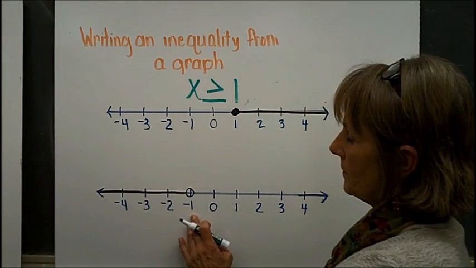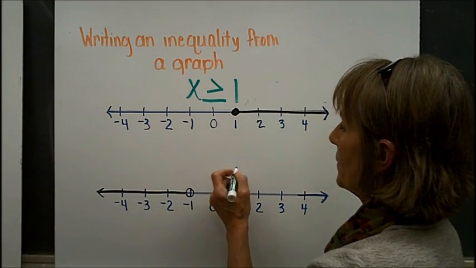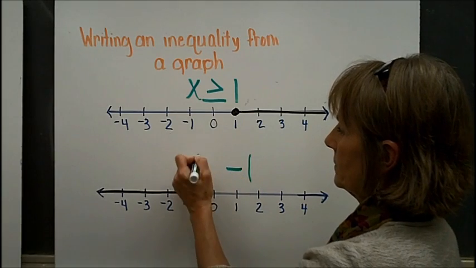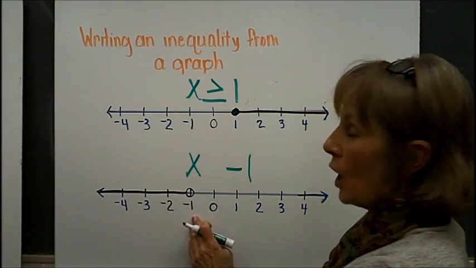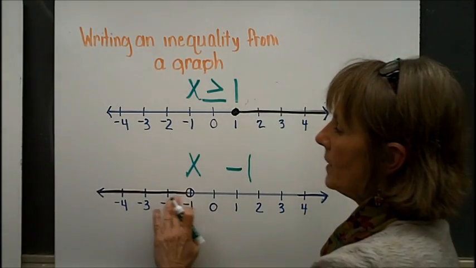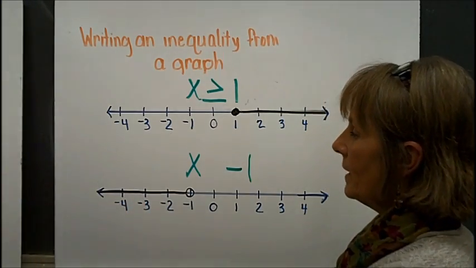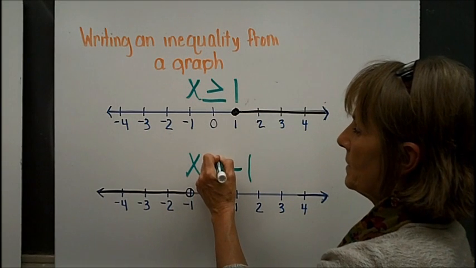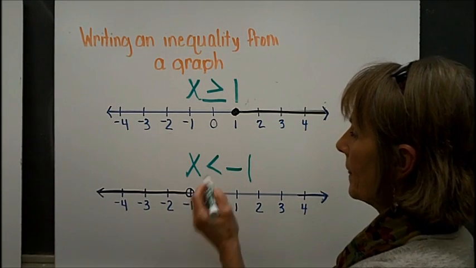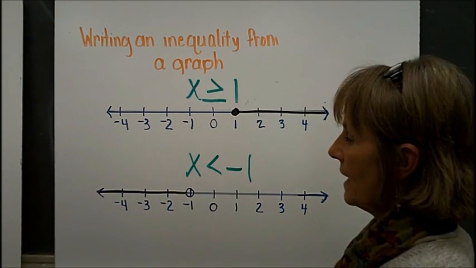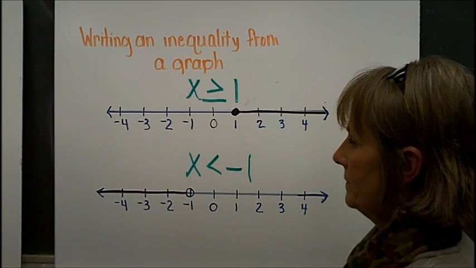In this example, our circle is over the number -1. It's an open circle, and the numbers in the solution set are less than -1. So I know that my symbol needs to be less than. X is less than -1.